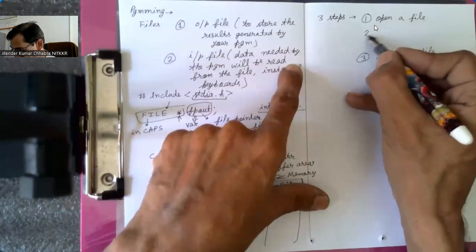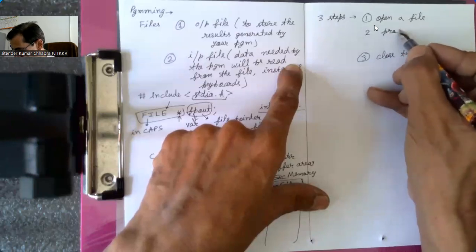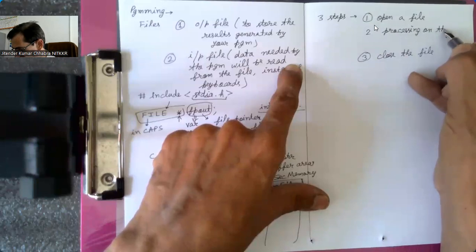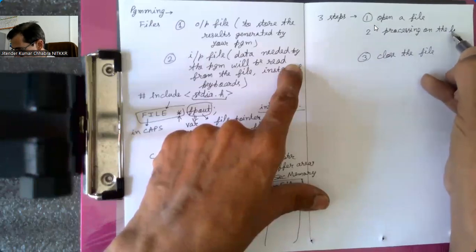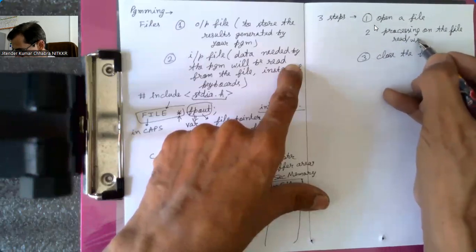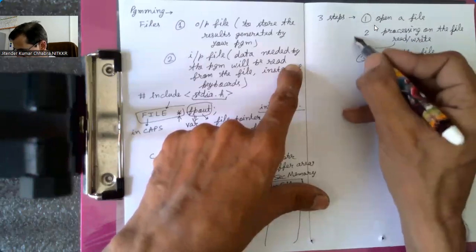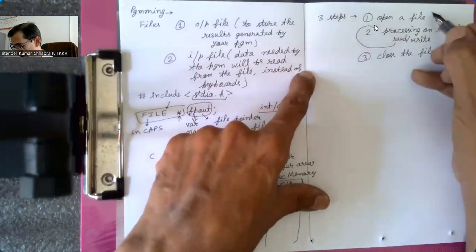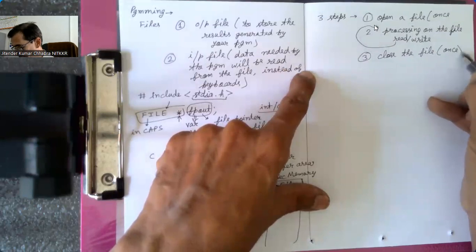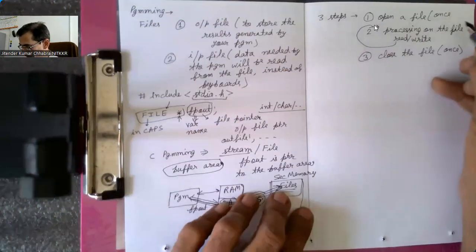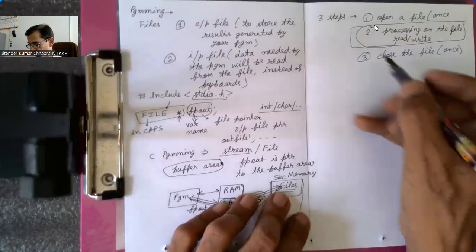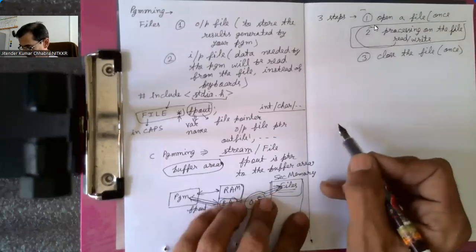And in between, you can have processing on the file. Processing on the file will mean reading or writing or whatever you want to do. One time, twice, thrice, whatever number of times you want, you can repeat anytime. Opening of the file will be once. This will be also once. Whenever any processing is to be done, the file must be open. After you close, you can't do the processing. So this will be the process.